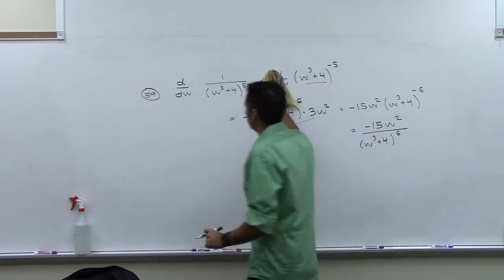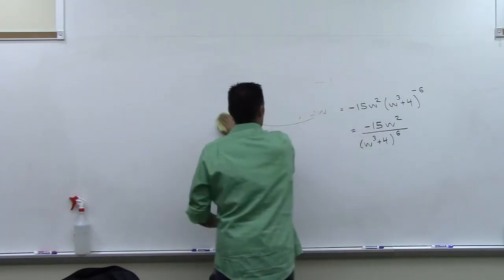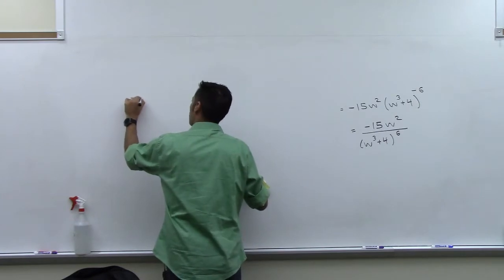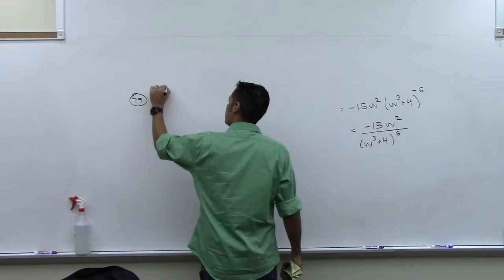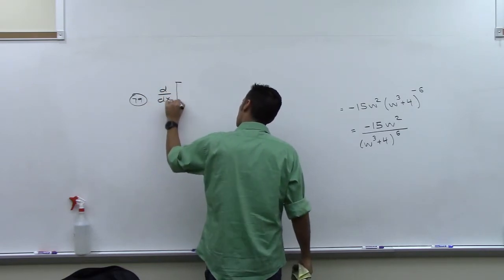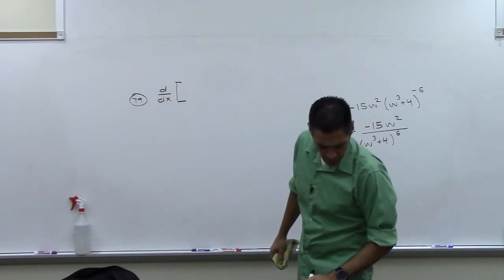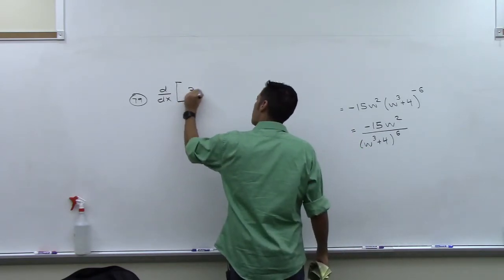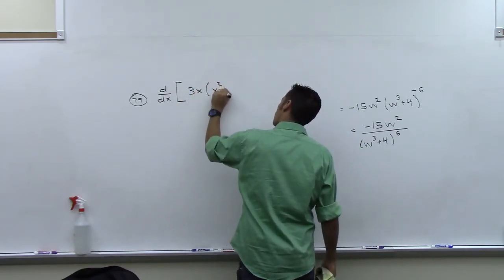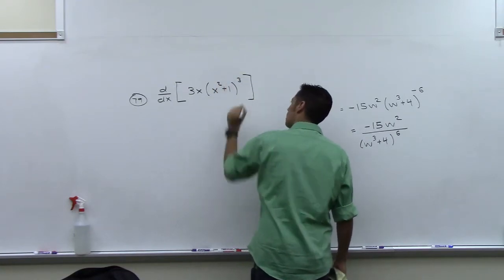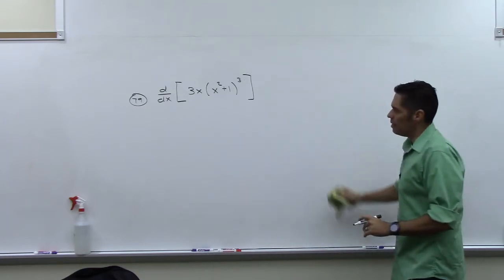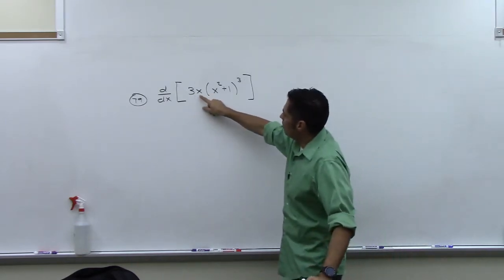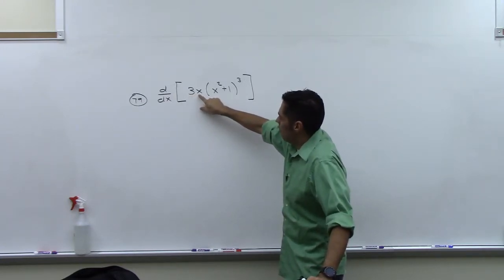Number 79. All right, we want d/dx, so we want the derivative of this. X is our variable. And we have the expression 3x, and then x squared plus 1 cubed. All right, this one's a little tricky, because we've got this 3x in front, that's not just a constant. It's actually a constant times a function, and then times more function.